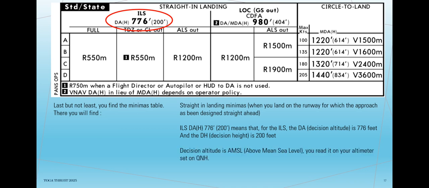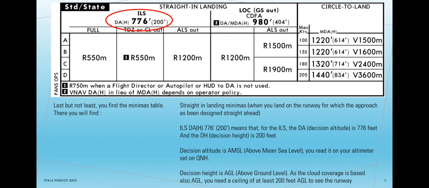Decision altitude is AMSL, above mean sea level, you read it on your altimeter set on QNH. Decision height is AGL, above ground level. As the cloud coverage is based also AGL, you need a ceiling of at least 200 feet AGL to see the runway.